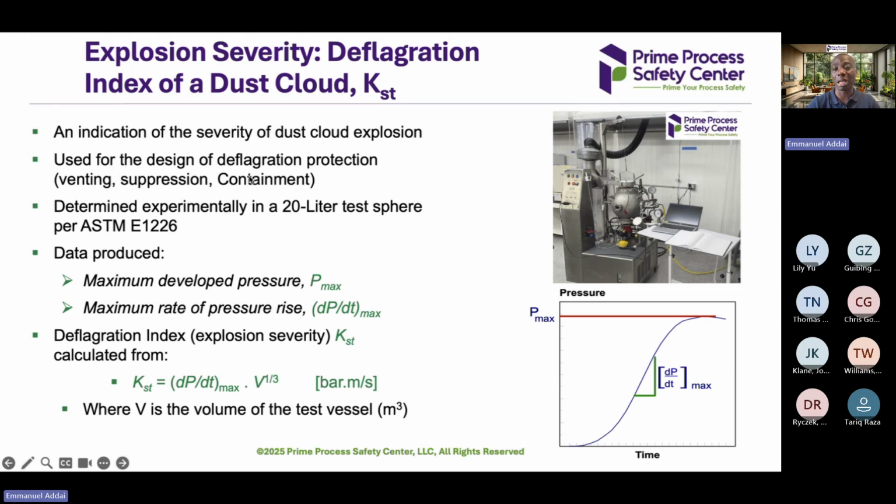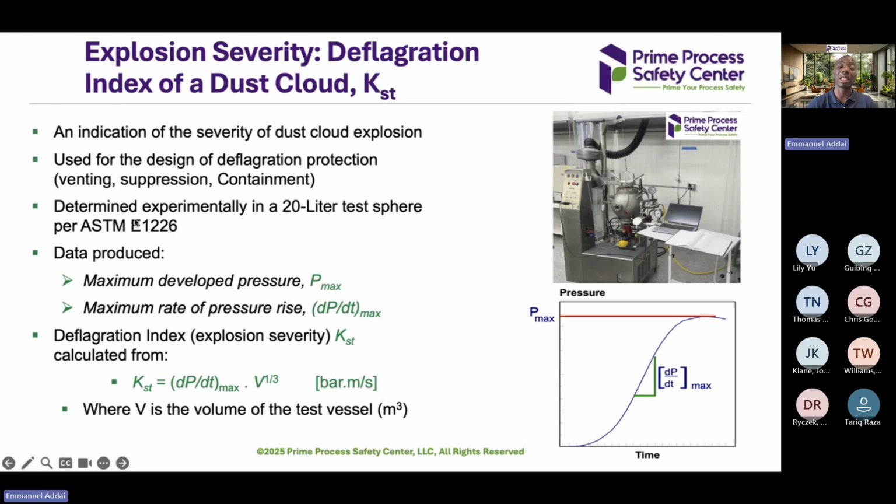The KST term comes from Staub, a German word that means fine powder. The KST is determined by taking the integral version of the pressure, that's the burning velocity, the difference in pressure with time, and you calculate it by multiplying by the volume of the sphere to the exponent 1/3, and this is how we obtain the KST.